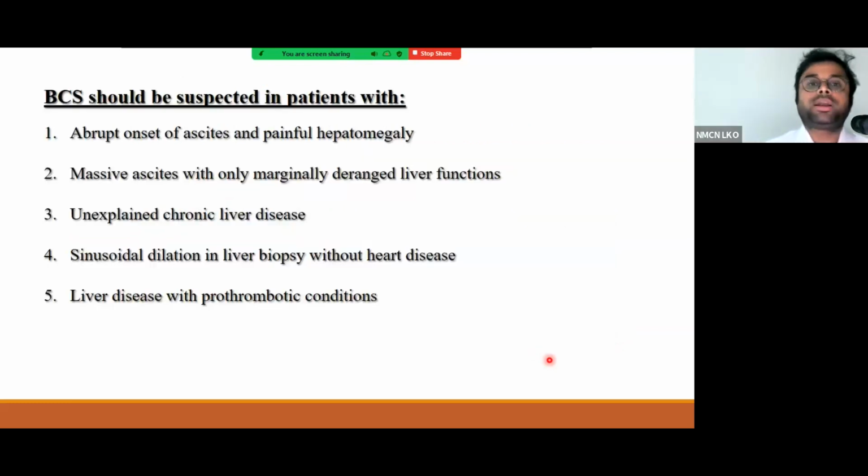So when should we suspect BCS? It should be suspected in abrupt onset of ascites with painful hepatomegaly, massive ascites with only marginally deranged liver function, unexplained chronic liver disease, sinusoidal dilatation in liver biopsy without heart disease, and liver disease with prothrombotic conditions.